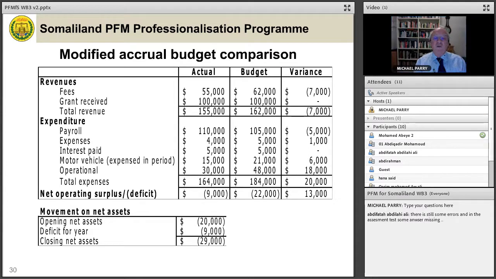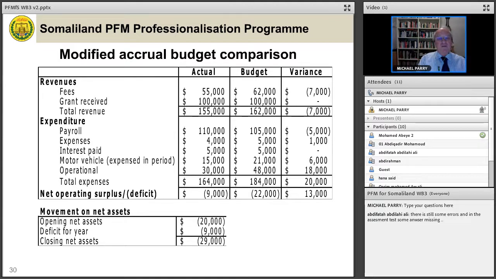Meaning that overall, we have an actual surplus or deficit, in fact, of $9,000. We budgeted for $22,000, so we're $13,000 better off than we expected to be.